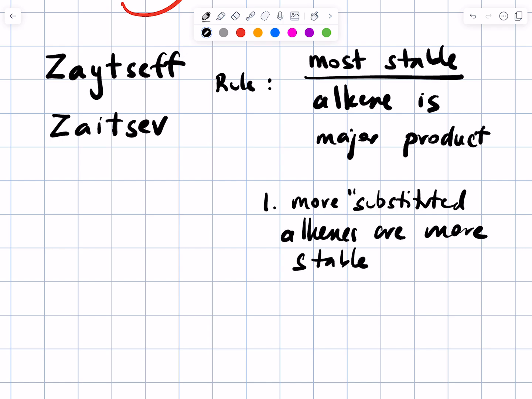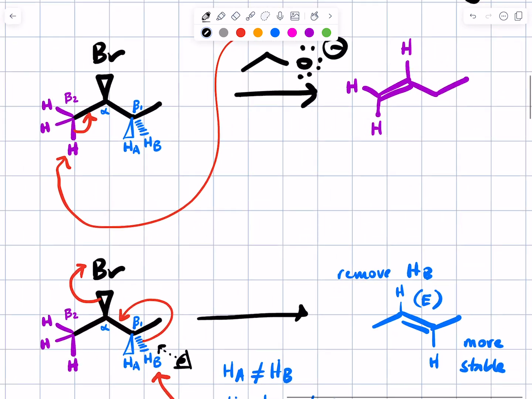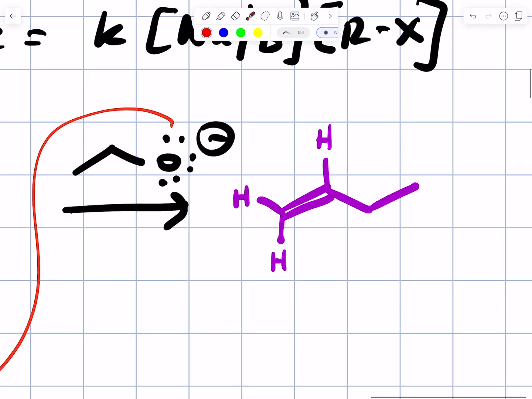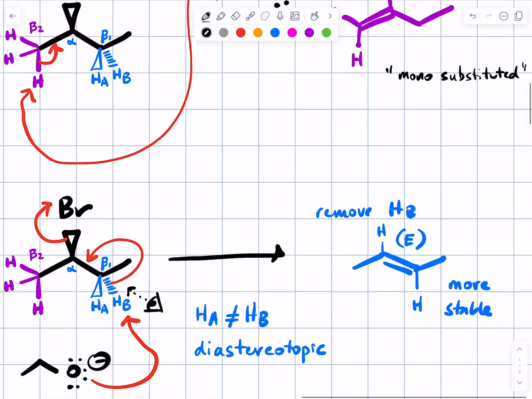What do I mean by substituted? I understand that we're throwing that word substitution, substituted around like crazy. In this context, when I talk about a substituted alkene, I'm talking about how many of the four groups on the alkene have I replaced hydrogen with something else. So this is a monosubstituted alkene, because one of the four things is non-hydrogen.